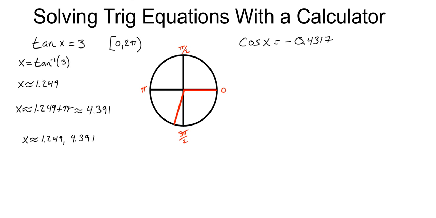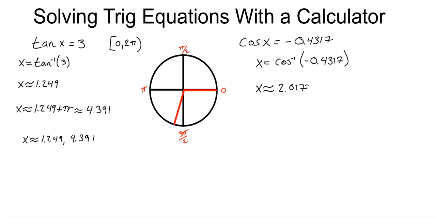Another example we can do is over here. If we have the cosine of x equals this ugly number here, negative 0.4317, well, again, I'm not going to find that value anywhere on the unit circle without the use of a calculator, so we're going to have to say that x is equal to the inverse cosine of negative 0.4317. And when we plug that into our calculator, the calculator is going to return a value in the first or second quadrant, so it's going to be between 0 and pi, and the calculator tells me that's going to be approximately 2.017.